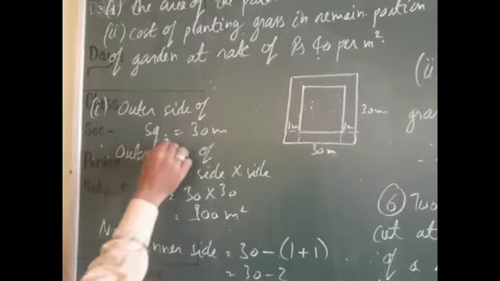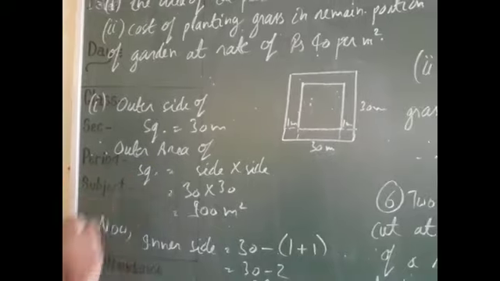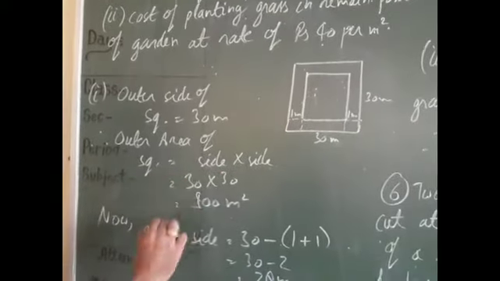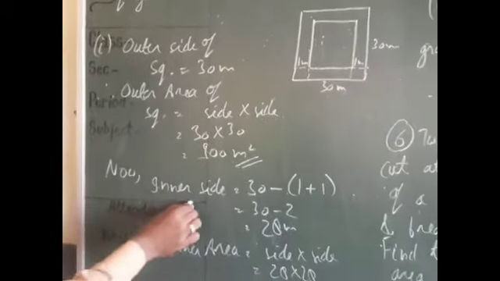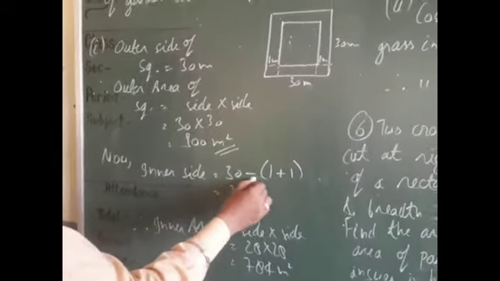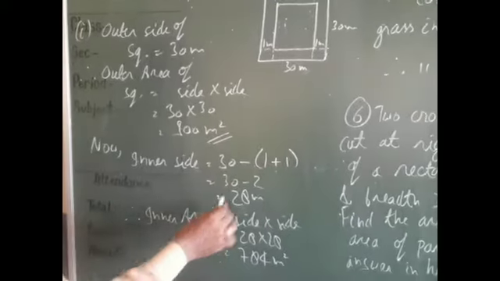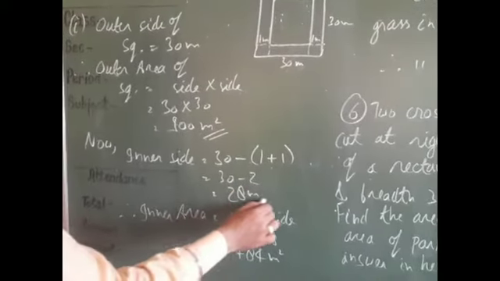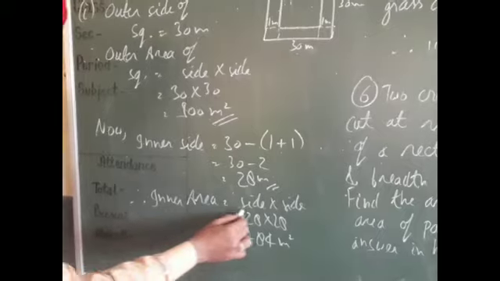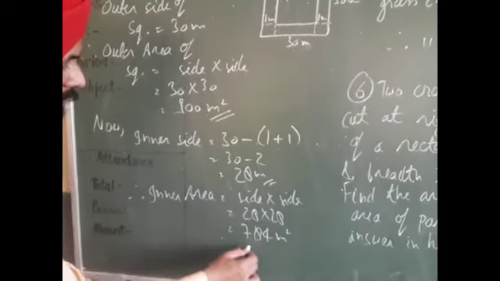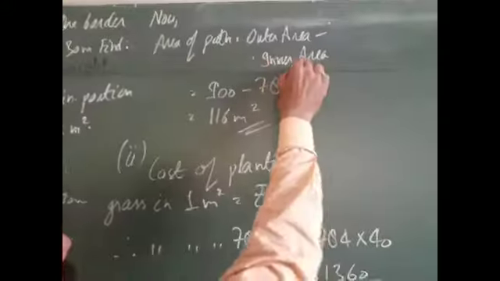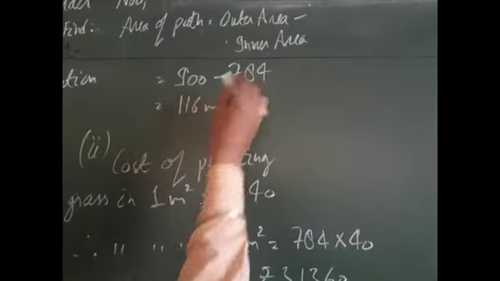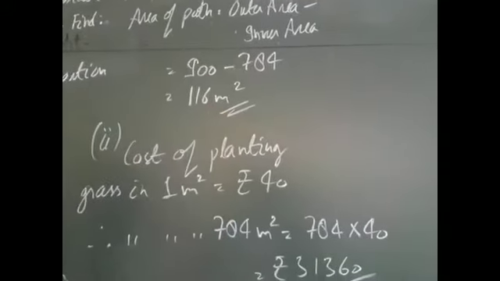So outer side of square is 30 meter, you will find outer area. Area of square is side into side, 30 into 30, you will get 900 meter square. Then inner side you will find, how you will find: 30 minus 1 plus 1 from both sides, you will get 30 minus 2, that is 28 meter. Then inner area will be side into side, 28 into 28, you will get 784 meter square. So area of path will be outer area minus inner area. So 900 minus 784, you will get 116 meter square.